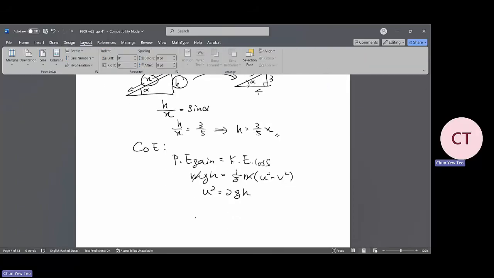So what is u? u is 20, and g is 10. The h is 3 over 5 x. You just press the calculator, the 2 and 10, the 20 can cancel. So your x is actually 100 over 3 meters. Okay, done. This will be the answer for question number 1.